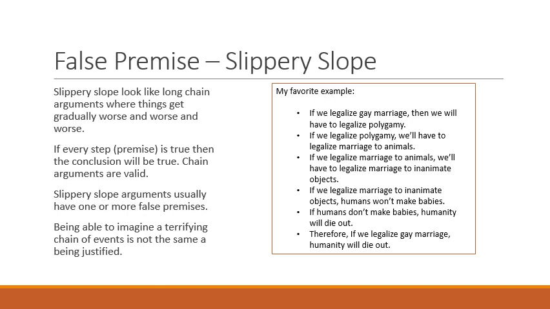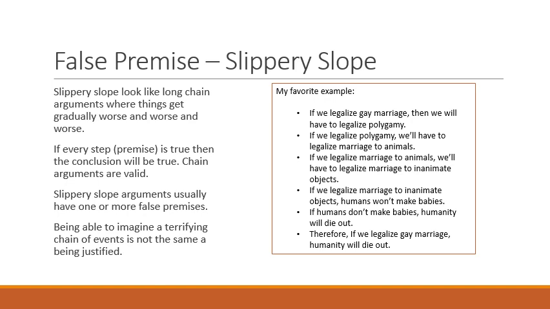But the problem with this argument is, I think in many places, just obviously false. We have legalized gay marriage, and we're not moving to legalize polygamy. But even if we did, I don't see why we would have to move to marriage to animals. Animals can't consent; they can't say "I do." So it seems like a natural stopping point.